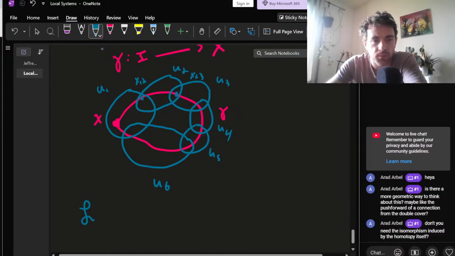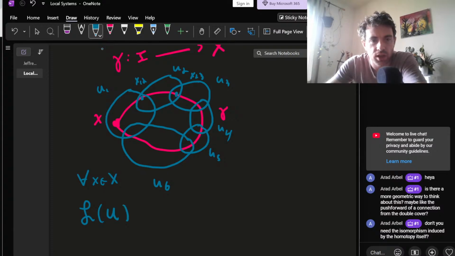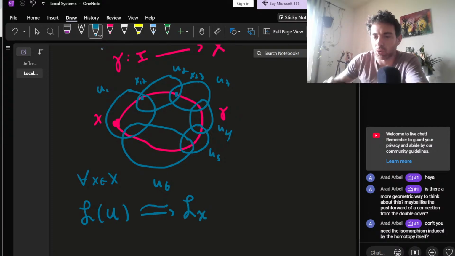So around each point, I can choose some open set such that the restriction is locally constant, this is the constant sheaf. So in that case, the localization map down to its stalk will actually be an isomorphism.